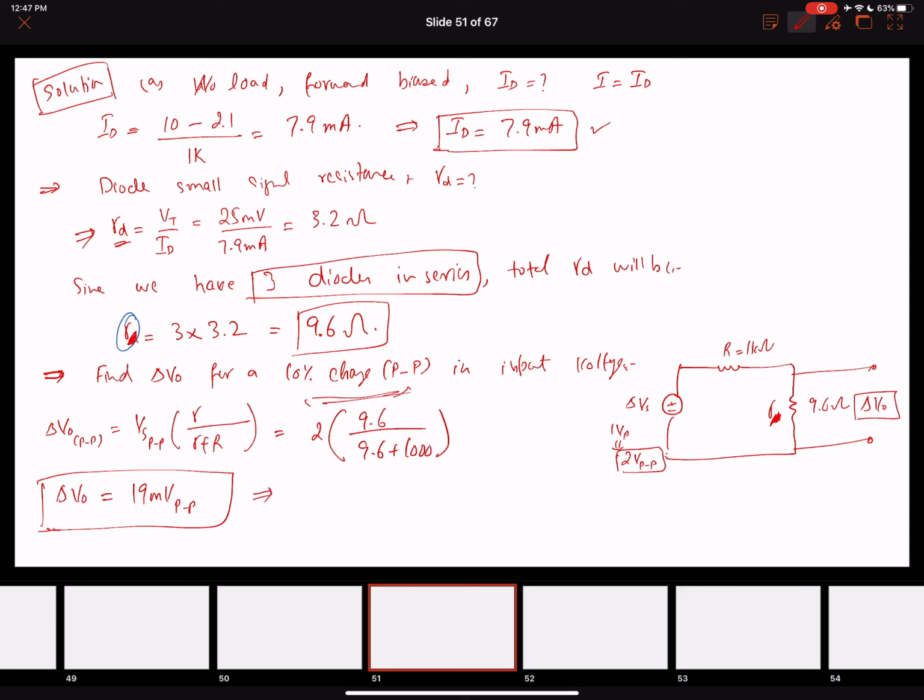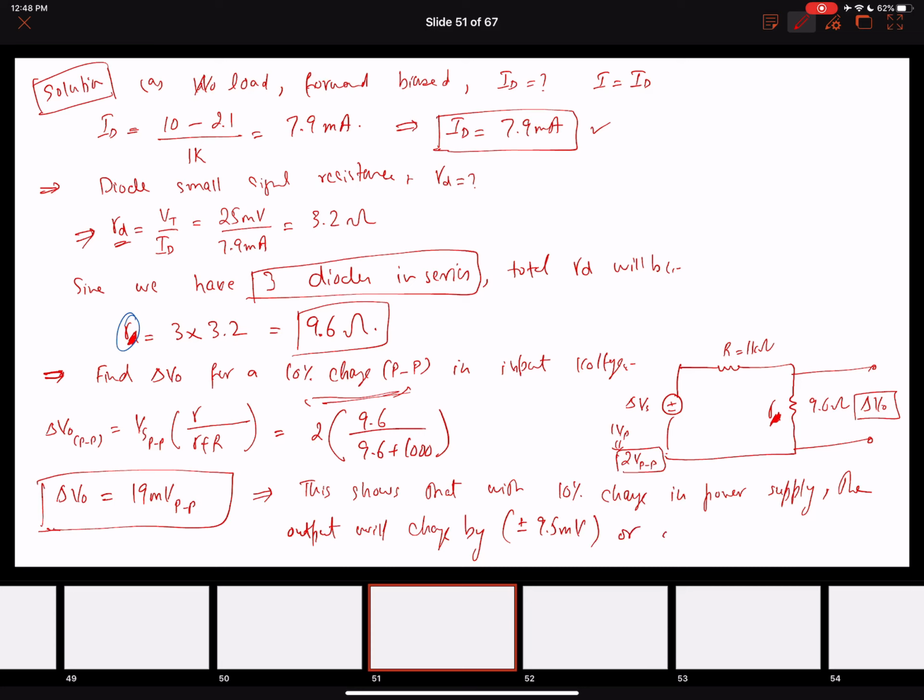So this shows that with a 10% change in power supply, the output will change by plus minus 9.5 millivolts, or approximately 0.5%. There is going to be approximately 0.5% change in the output voltage. Again, our V naught was 2.1 volts, and our peak to peak change is 19 millivolts. So this is equivalent to 9.5 millivolts peak, or 19 millivolts peak to peak.